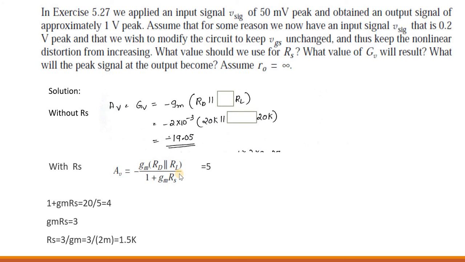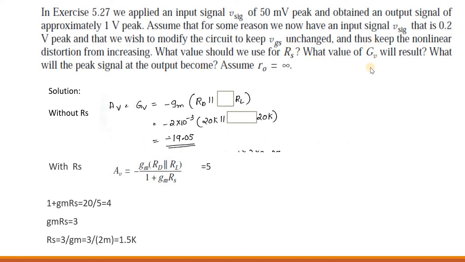We need to calculate what is the new RS value, the source resistance value. How can we calculate? We can divide these two equations. At that time, what will you be getting? 20 divided by 5 equals 1 plus GM into RS, which is equal to 4. Right? Or else GM into RS is equal to 3. Or else RS is equal to 3 divided by GM, which is nothing but 1.5 kilo ohm. This is the new value of RS for the input signal of 0.2 volt. Okay, then we have calculated the RS value.